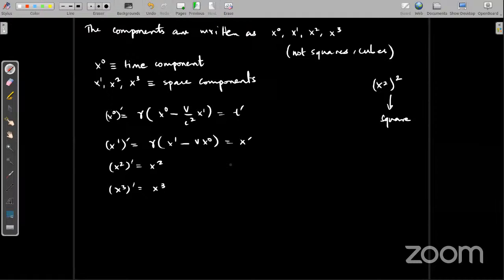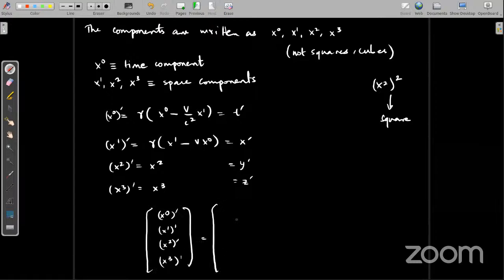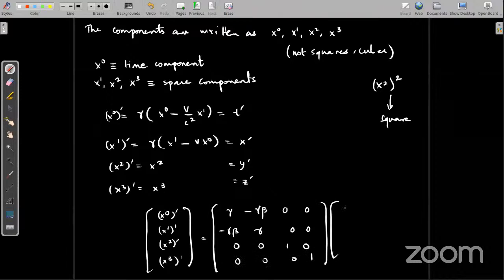So this was our x prime, y prime, and z prime, or these are the x, y, and z coordinates. Now, using this notation, you can convince yourself later that you can write x0 prime, x1 prime, x2 prime, and x3 prime in a matrix form. You can write this as gamma, minus gamma beta, 0, 0; minus gamma beta, gamma, 0, 0; 0, 0, 1, 0; 0, 0, 0, 1, multiplied with x0, x1, x2, x3.